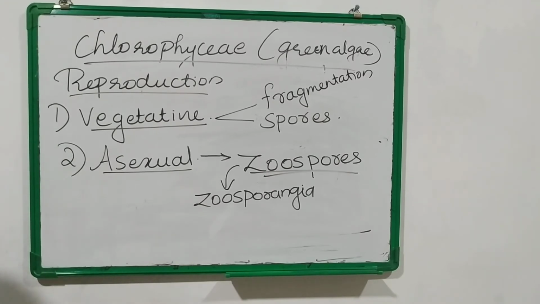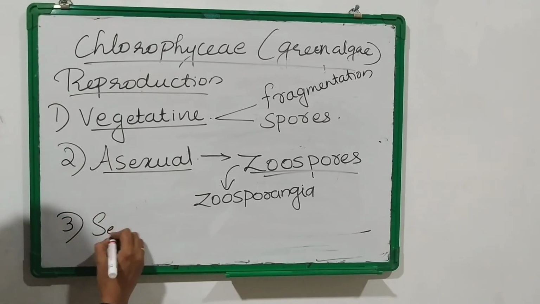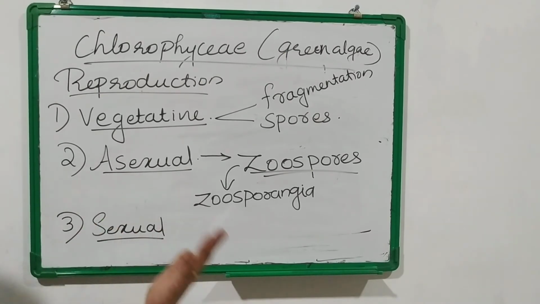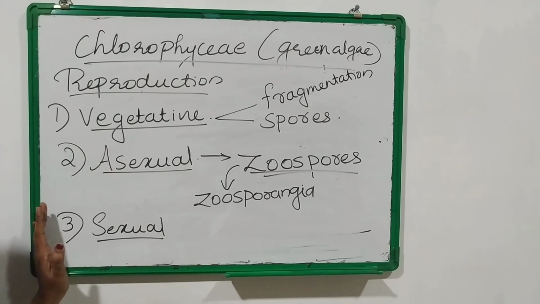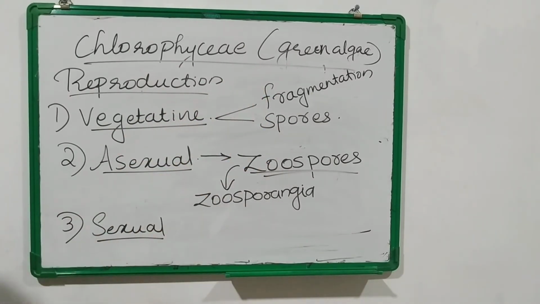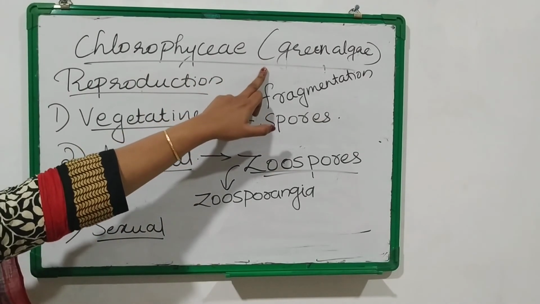So these zoospores are present inside certain structures known as zoosporangia. Then the third type is sexual reproduction. We have discussed three types of sexual reproduction: isogamous, anisogamous and oogamous. Some organisms will have isogamous, some anisogamous and some others oogamous. So these three types of sexual reproduction are involved in green algae.